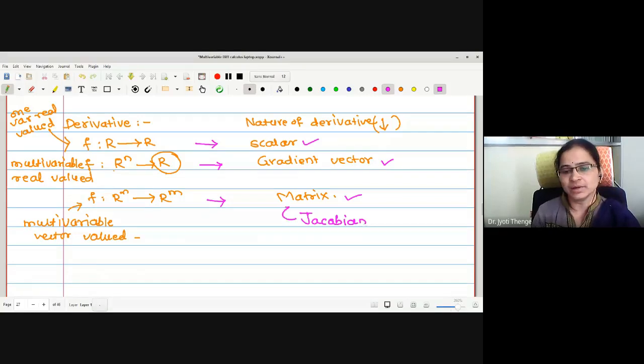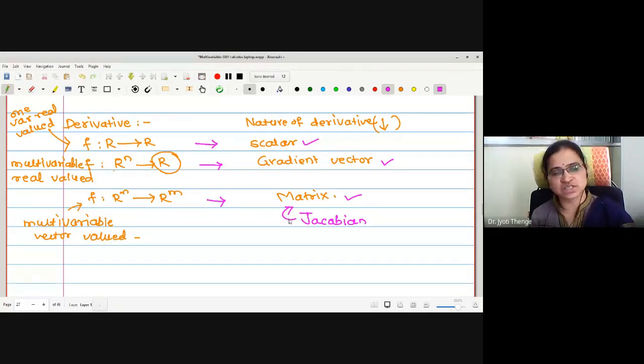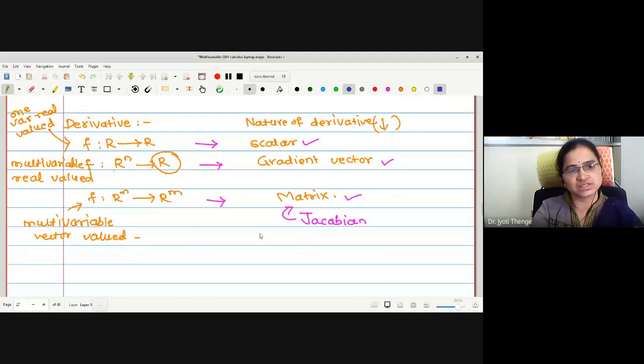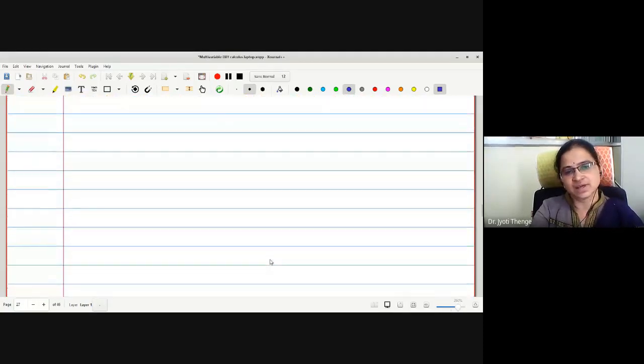Because the mathematician Jacobi introduced an idea to represent the total derivative of a multivariable vector valued function, which actually possesses mn partial derivatives. He made a systematic arrangement of those mn partial derivatives in terms of a matrix, and that's why this matrix is named in his honor, the Jacobian matrix. This is what we have seen in the last lecture. We have seen some examples also.